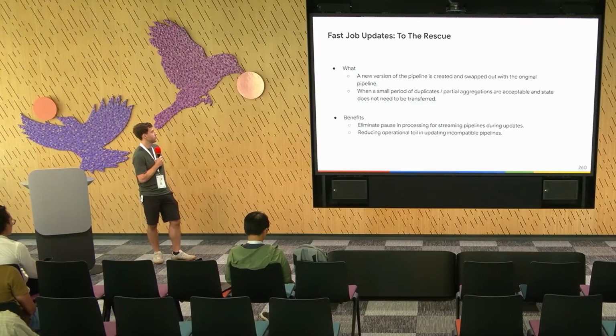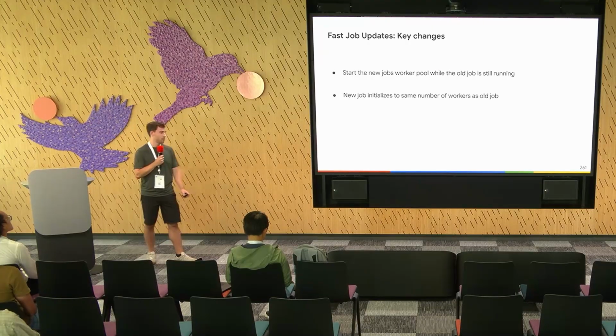With the new version of Fast Job Update, you can now swap out your original pipeline in parallel. This is useful if you don't care about a small number of duplicates or partial aggregations. So again, that eliminates the pause in processing and reduces your toil in managing multiple pipelines at the same time.